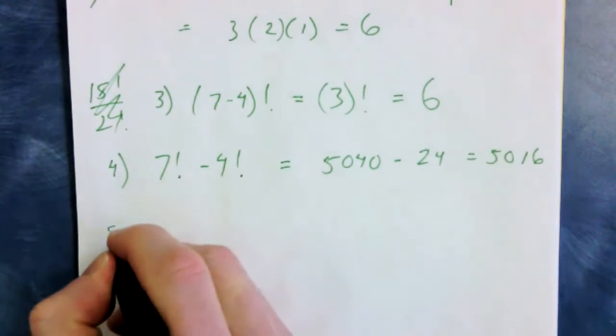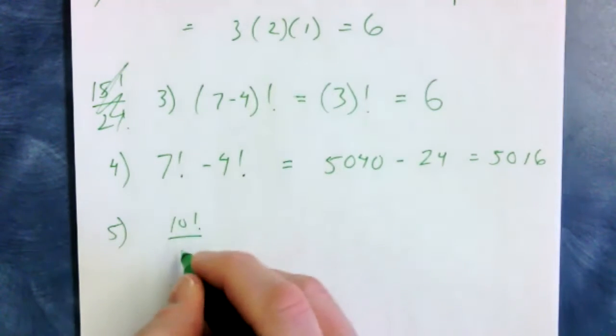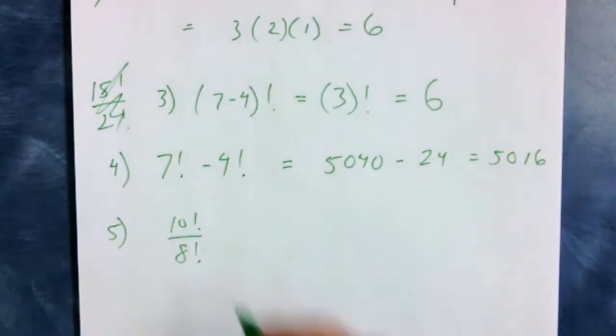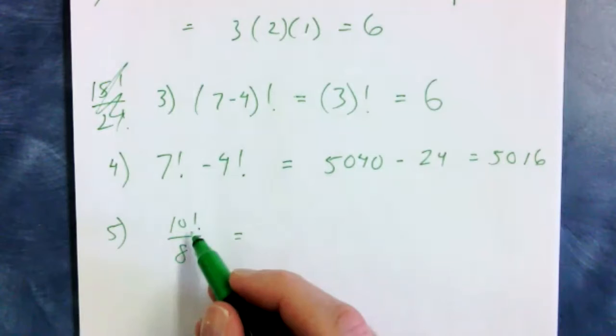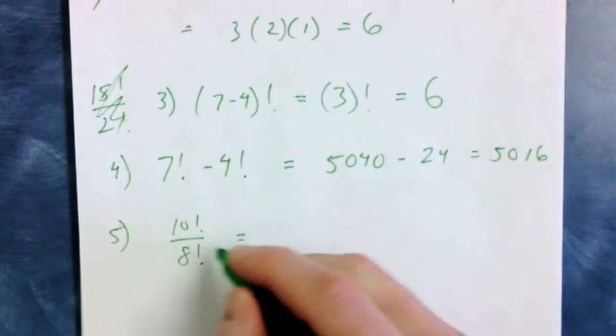Okay, 5. Now here's a good one. This is important when we're doing canceling. So 10 factorial over 8 factorial. Now, a way to write this, because anytime you're dividing, if you can cancel and make it easier, like this is the same with polynomials and all the rest of it, then life is better.